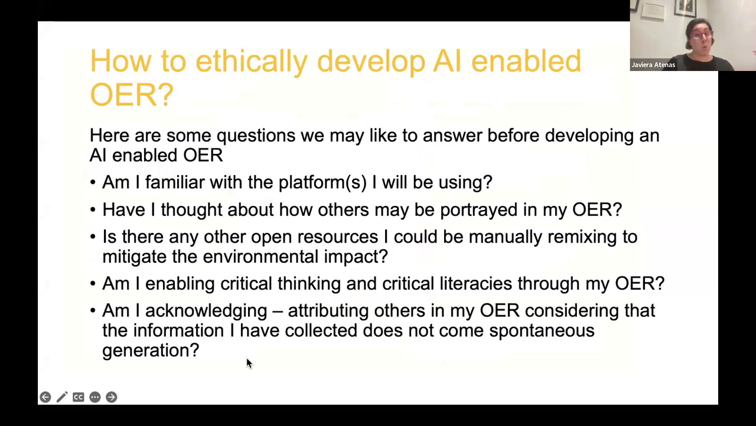So yeah, here are some questions before we start closing down that we can ask ourselves. This is for reflection, for thinking. Am I familiar with the platforms I'm using? Have I thought about how others may be portrayed in my OER? Are there any other open resources that I could be manually remixing to mitigate the environmental impact of the overuse of AI? Am I enabling critical thinking and critical literacy through my OER? And am I acknowledging and attributing others in my OER, considering this information does not come from spontaneous generation, but is basically data mining and gathering knowledge that other people have produced?